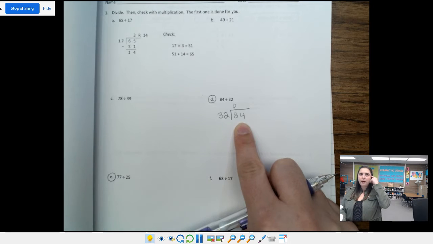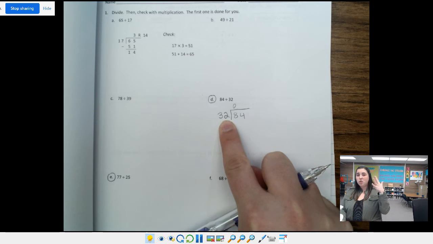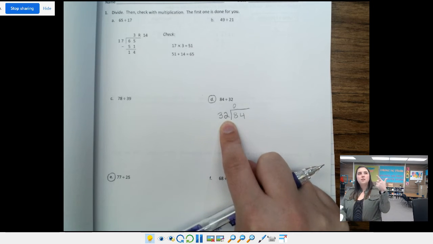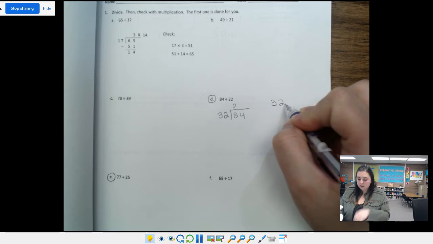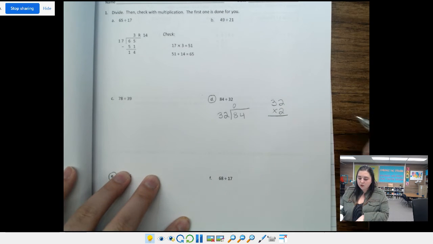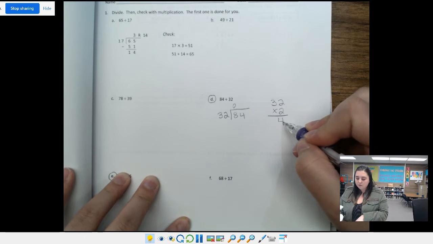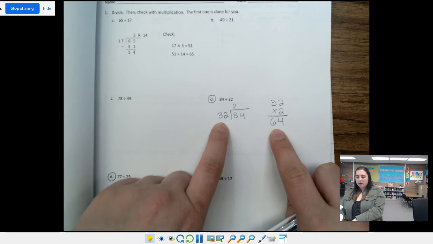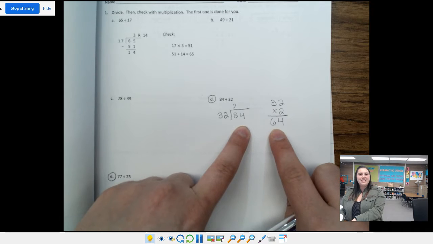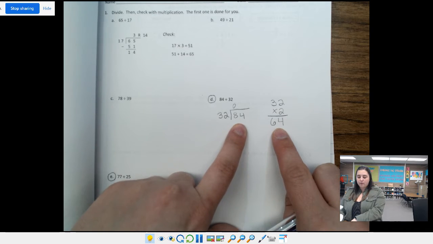So if you're using your brain, I'm thinking, okay, 30-ish, 30, 60, 90 would be too much. So I think 2 times. Let's take a look. If I had 2 groups of 32, that would be 64. If I added another group to that, yeah, that would be 90 something. It would go over 84.